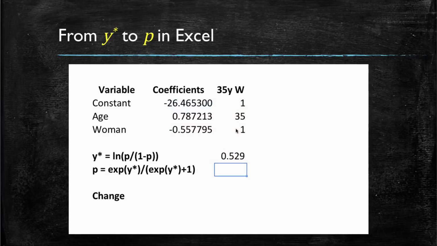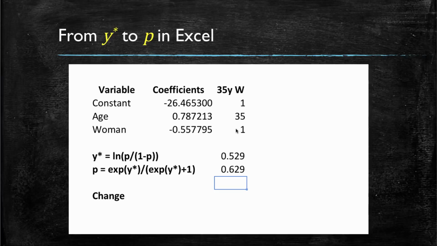And once again, remember, y star is not the same as the probability. The probability of this 35-year-old woman adopting is not 52.9%. We must perform the transformation where we take the exponent of y star divided by the exponent of y star plus 1. And now we find that the probability of this woman adopting or subscribing to the magazine is 62.9%.